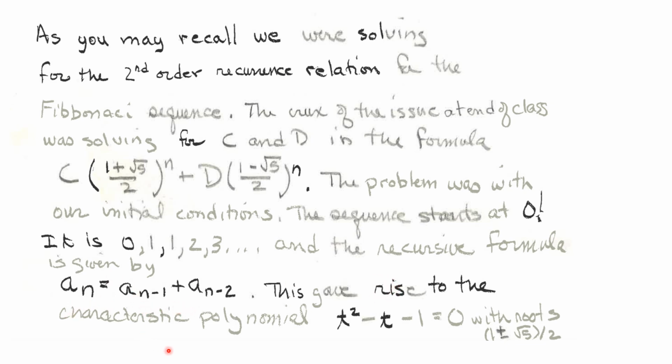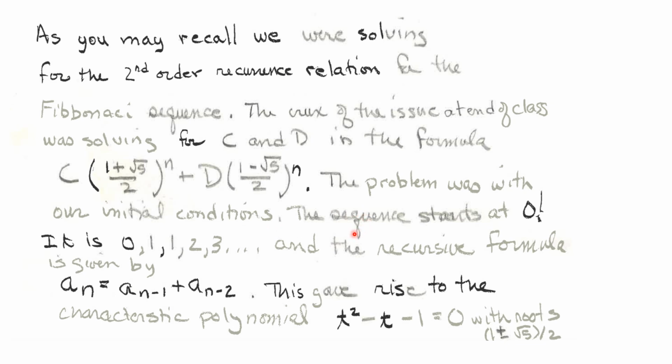In this case, it gives rise to the characteristic polynomial t squared minus t minus 1 equals 0, which has roots of (1 plus root 5) all over 2 and (1 minus root 5) all over 2. And so we then formed this linear combination to figure out what the coefficients would be. But the problem that we were having was one of the initial conditions.